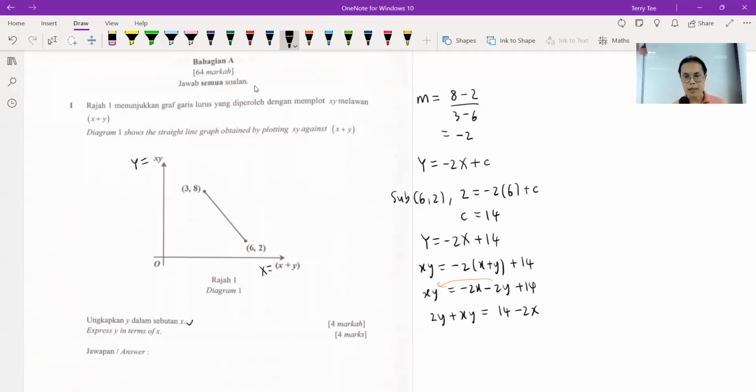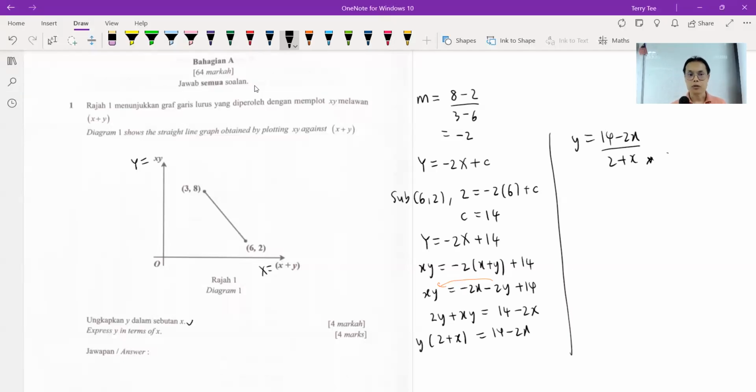And since I can factorize this, I'm going to take out my y, whether you put it in front or at the back doesn't matter. Maybe it looks better if I put the y in front. So this is 14 minus 2x. Therefore, last step, your answer will be y equals to 14 minus 2x divided by 2 plus x. Yeah, there you go. You got your y dalam sebutan x.